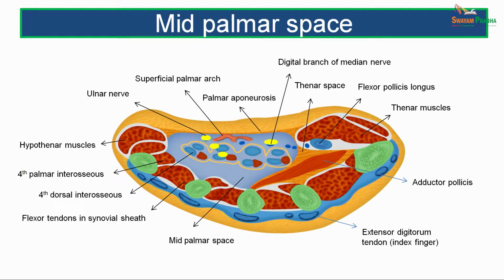So, the long tendons for the middle, ring and little finger, the superficial palmar arch with its digital branches, digital nerves supplying the medial 3.5 fingers, and the second, third and fourth lumbrical muscles are the contents of the medial or the mid palmar space.